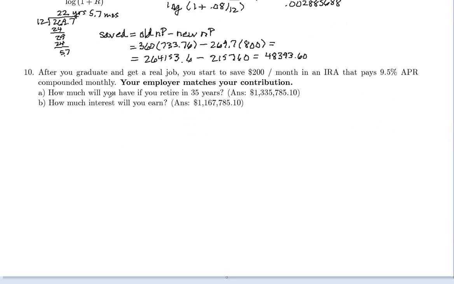Alright, and winding things up. So after you graduate, you get a real job, and you start to save $200 a month in an IRA, save early, and it's giving you 9.5% compounded monthly. So the equivalent rate's 9.5 compounded monthly. Your employer matches your contribution. That means you put in $200 and they put in $200. How much will you have if you retire in 35 years? Okay, so how much will you have is the question. We are saving, and it's per month.